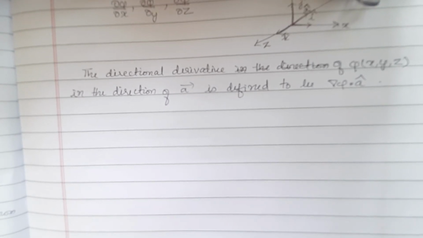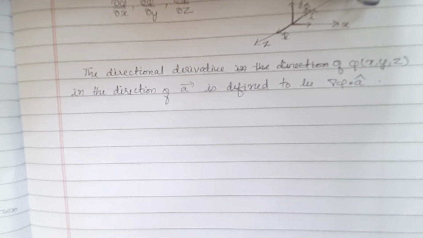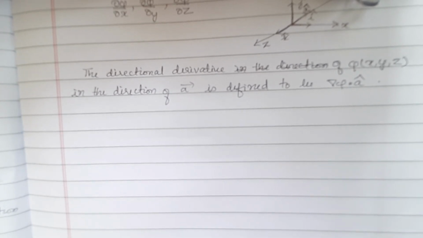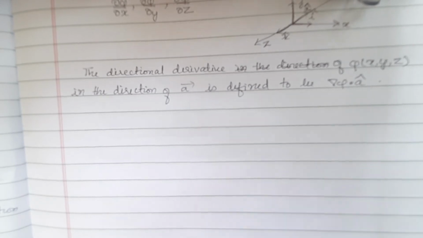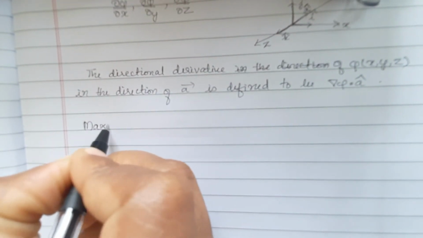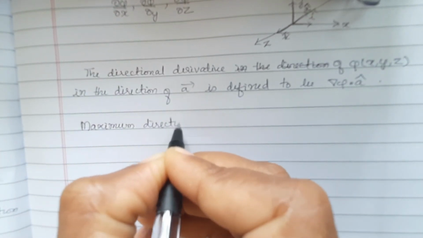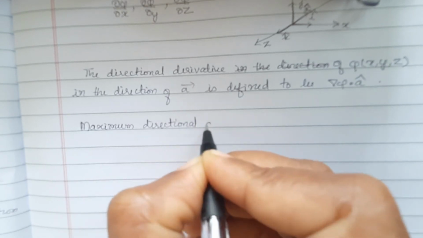Now, since we know we can find directional derivative in any direction, for any vector given in any direction, we may be interested in which direction the derivative may be maximum, maybe in the direction of x, y or z axis, or maybe in some other direction of the vector. So we have something called the maximum directional derivative. We'll see what happens to this.